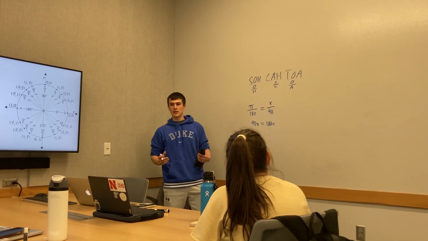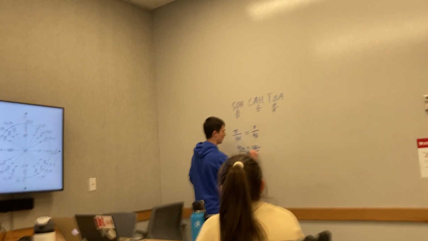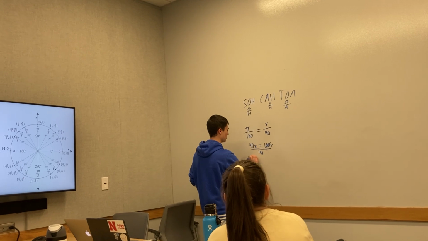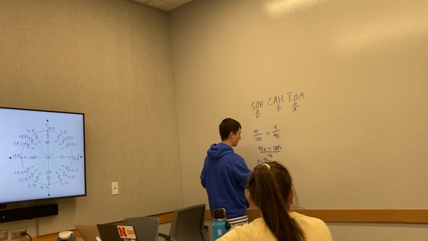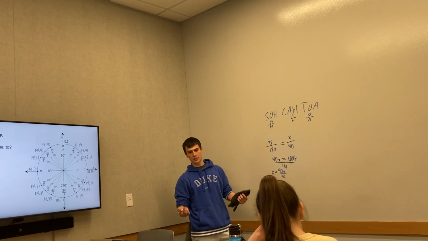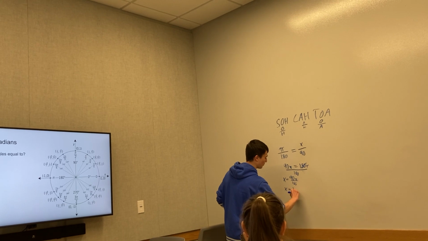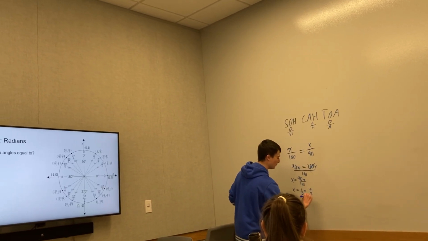Now we want to get x by itself, right? So we're going to divide both sides by 180. This is going to go away, and this is going to turn into x equals 90 pi over 180. And we know that 90 over 180 is equal to 1/2, right? So you can write this as 1/2 pi, or you can write it as pi over 2.